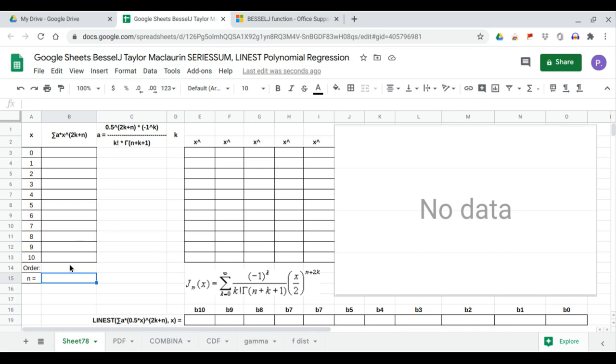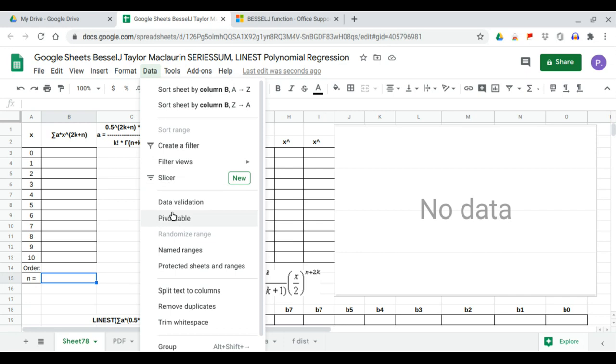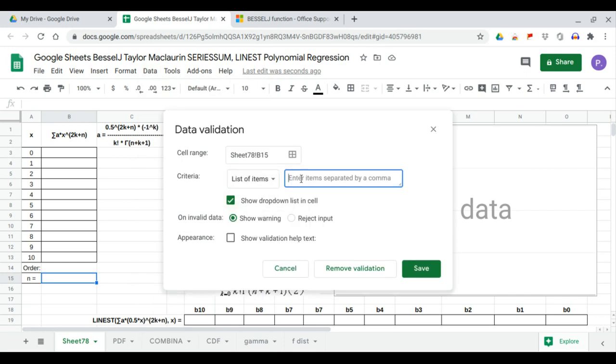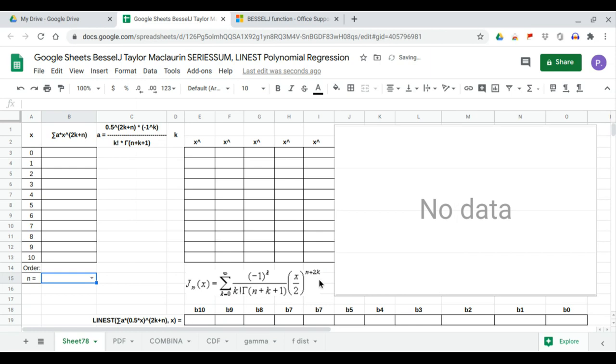In this value, we assign the orders 0, 1, 2, and 3. So data validation of the list 0, 1, 2, and 3. So we have a Bessel J function to the order 0, 1, 2, and 3.